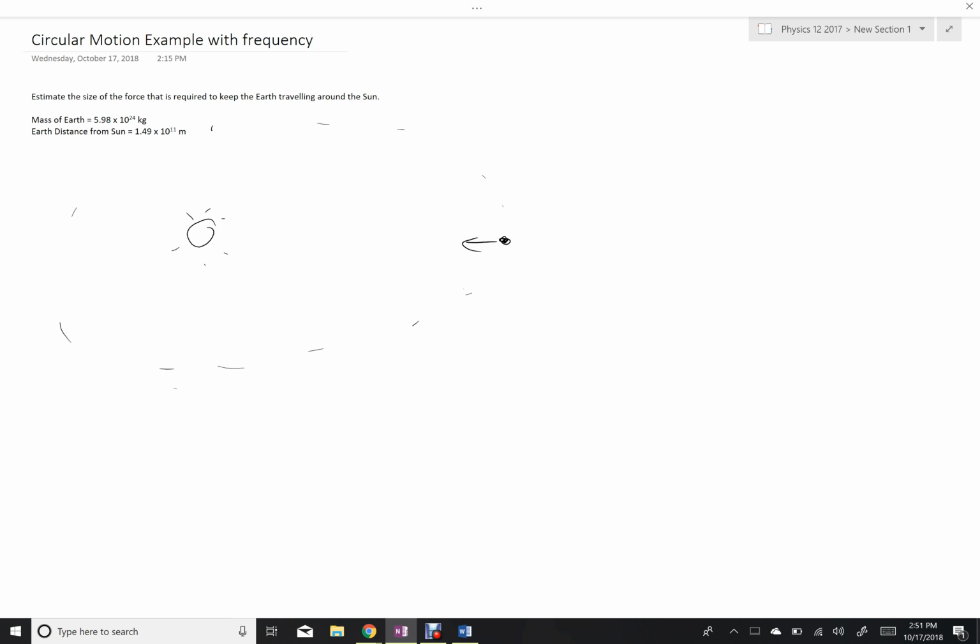Okay, so the mass of the Earth we have is 5.98 times 10 to the 24 kilograms. And we actually have the period of rotation for this fairly easily. I didn't write it in the question because I thought I'd give you a chance to think about it. The period of rotation for the Earth around the Sun is what we call a year, 365.25 days, that extra little bit because every fourth year we have to have a leap year.